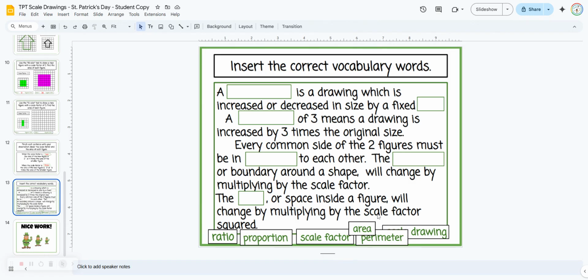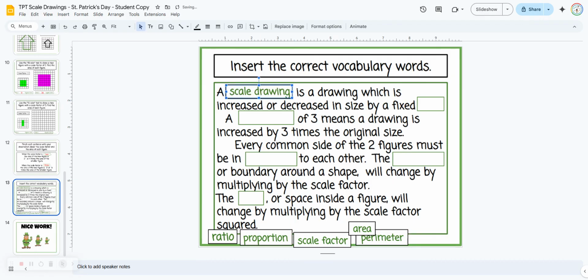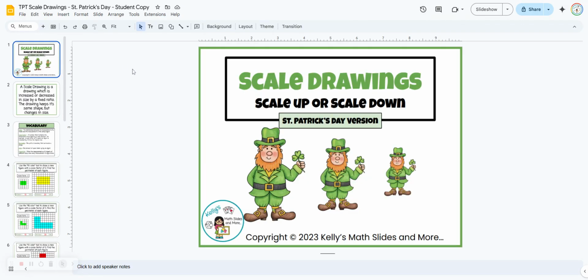And then when they get down to this final slide, they've got these drag and drop vocabulary terms. So a scale drawing, they just click and hold on the edge, and they're going to move all these terms into the correct place. Actually, that one doesn't work. Scale drawing is what I wanted. And that one fits. And they're going to move every single one of these into place in the sentence frames. So that is the complete lesson of scale drawings, the St. Patrick's Day version.